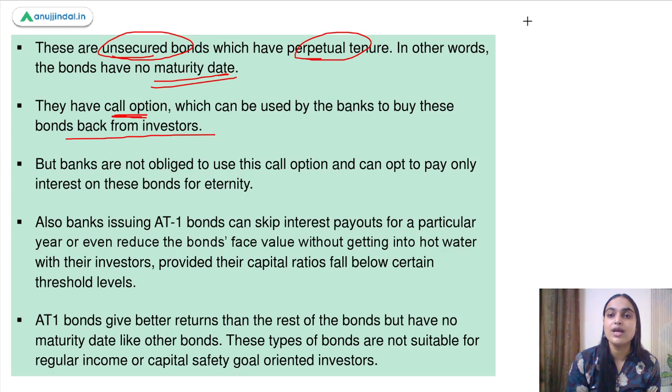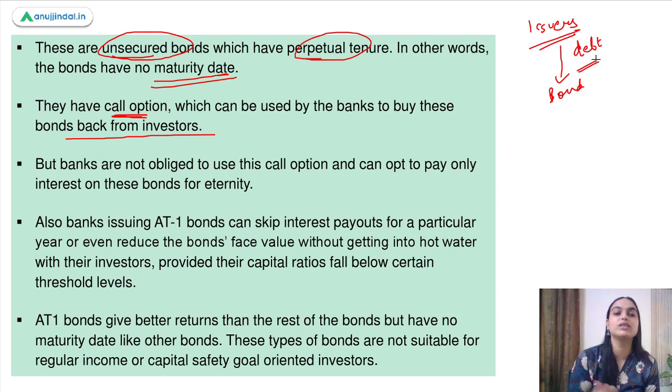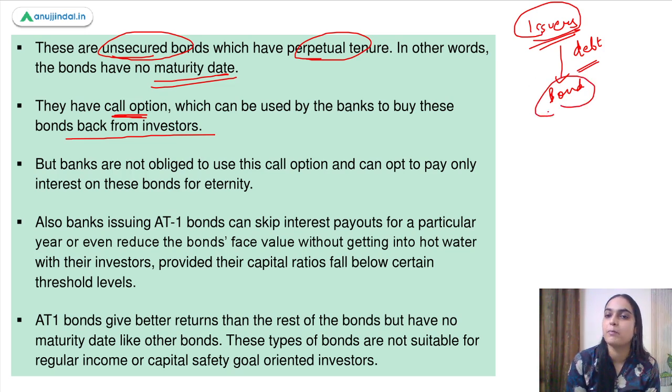Now, the ones who are issuers of these bonds, they issued the bonds because they required the money. By issuing this bond, they basically took a debt from the person who is buying that bond. Now, the time might come that the issuer is no more in need of that money, so the issuer has an option that it can buy these bonds back from the bondholders, from the investors who have invested in these bonds. But the issuer is not obliged to do so, okay.